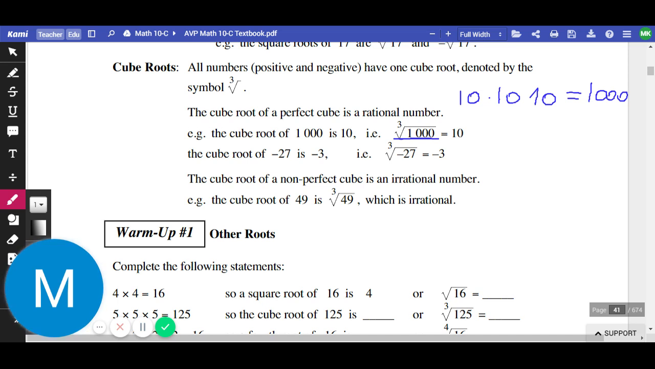When you hit math, I believe it's the 4th option. Yeah, it is. The 4th option, you'll see a little cube root symbol.